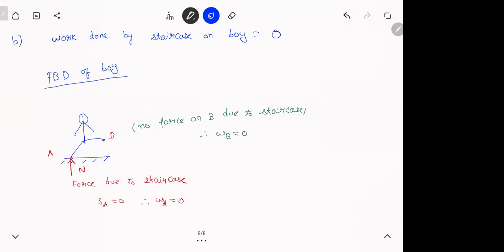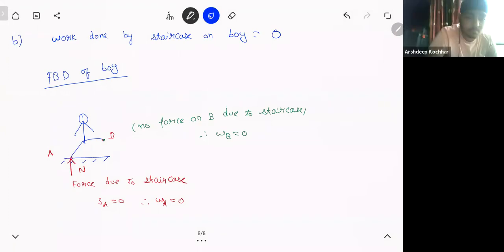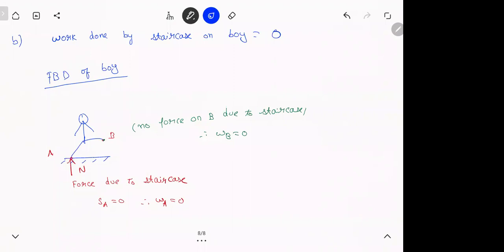The staircase is not giving you any energy for you to climb. Make sense? If you just stand on the staircase, you won't climb. Suppose if this was an escalator, it would have been different. Escalator would move, isn't it? The escalator is giving energy to the man, but the staircase won't give energy to the man. Because if this had been an escalator, this point will move, no? So that would have been a work done.